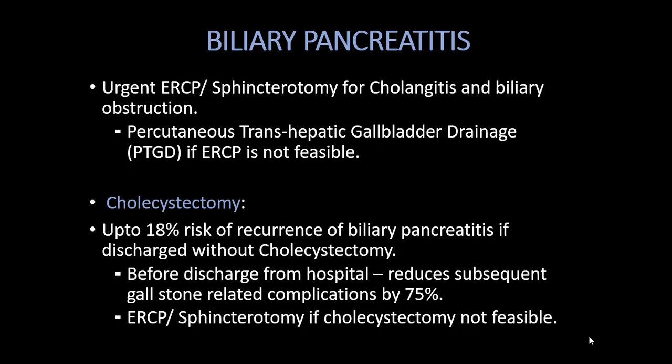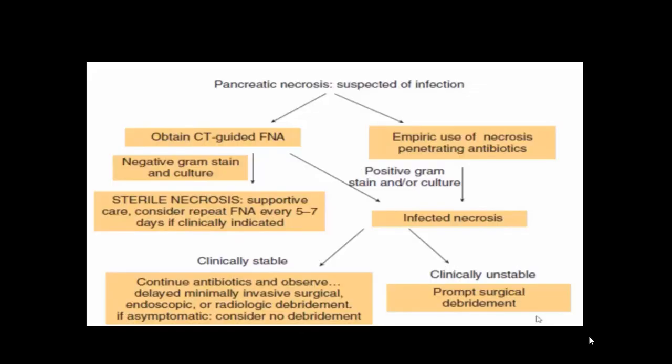So how will you treat biliary pancreatitis? Urgent ERCP or sphincterotomy for cholangitis or biliary obstruction. Percutaneous transhepatic gallbladder drainage if ERCP is not feasible. If cholecystectomy is not done, there is up to 18% risk of recurrence of biliary pancreatitis if discharged without cholecystectomy. So cholecystectomy before discharge from hospital reduces the subsequent gallstone related complications by 75%, and ERCP sphincterotomy if cholecystectomy is not feasible. Okay.